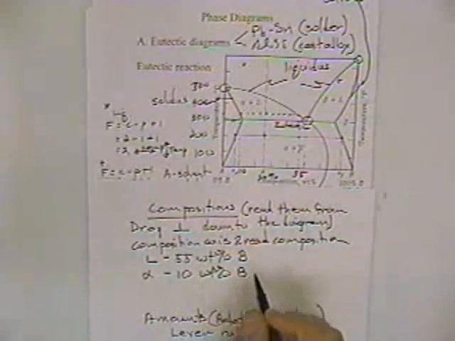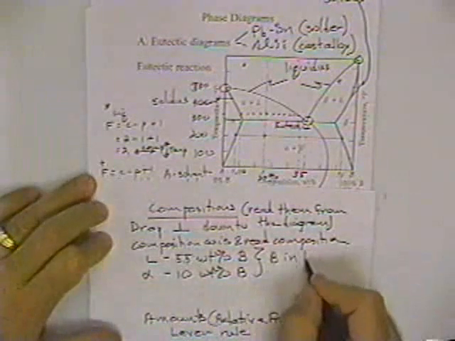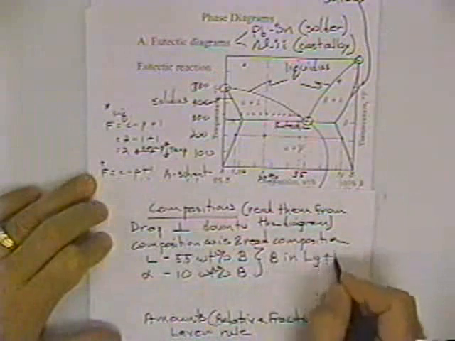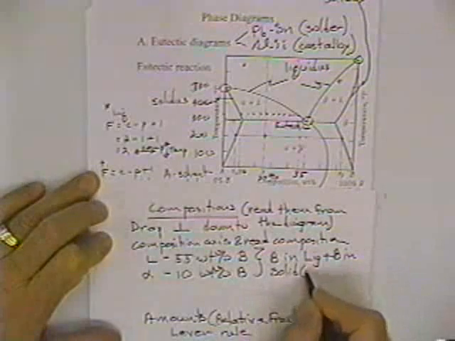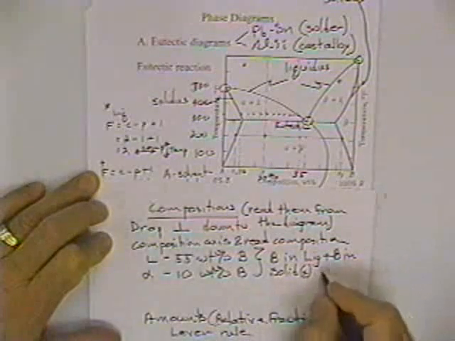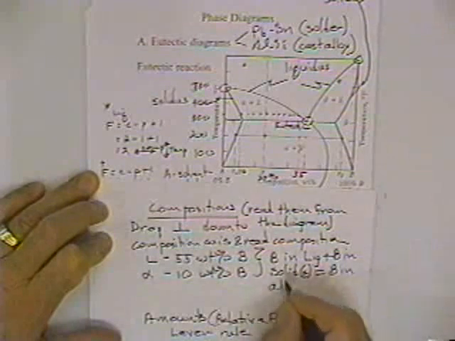Now how can it be 55 and 10 if the overall composition is 30? Well, the B in liquid plus the B in solid alpha must equal the B in the alloy. So if we totaled up the B in the liquid and the B in the solid, it would equal the 30 that we see right there. Well, I hope that's clear. You might fool around with a couple of those.